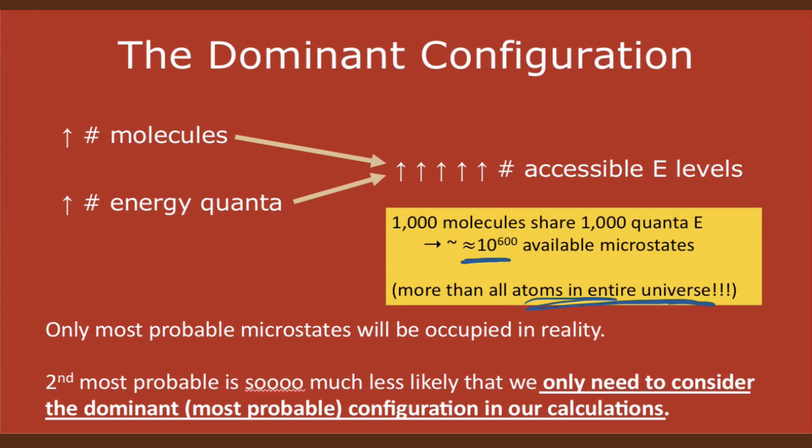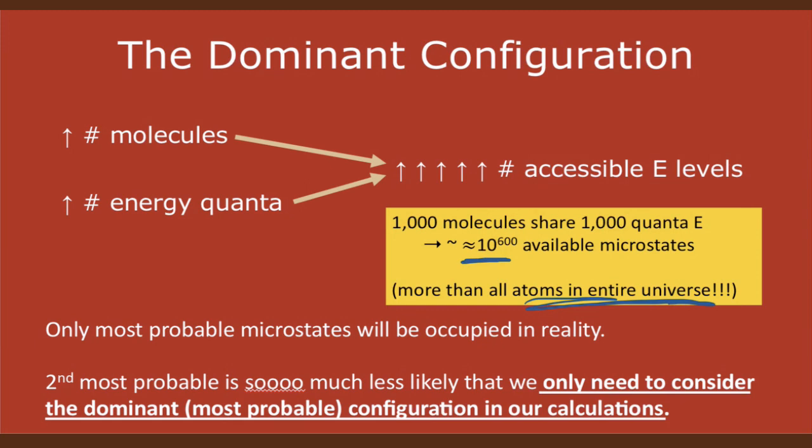So if we're talking about using the radar detector again and looking at their velocities and their positions, only the most probable configuration, the one with the most microstates, would be occupied in reality. The second most probable is so much less likely that we only need to consider the dominant, most probable configuration.